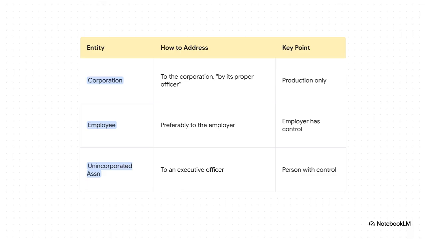For a corporation, you address the subpoena to the company itself by its proper officer. And don't forget Rule 415, subsection 9: a company can't be forced to give evidence, only to produce documents. If you need work documents from an employee, you should usually serve the employer because they're the ones with legal control. And for an unincorporated association like a club, the Rutchford case tells us to serve the executive officer who actually has possession and control of the documents.